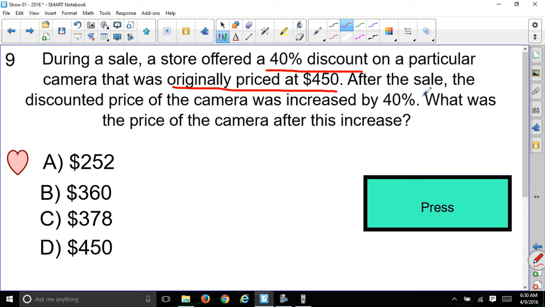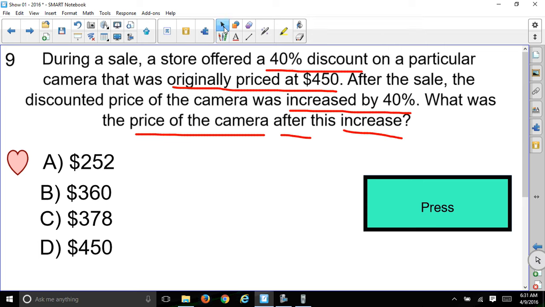Okay, after the sale, the discounted price of the camera was increased by 40%. What was the price of the camera after this increase? So we got a couple things going on here. So we got a discounted camera, so it's going to go on sale at 40% discount.